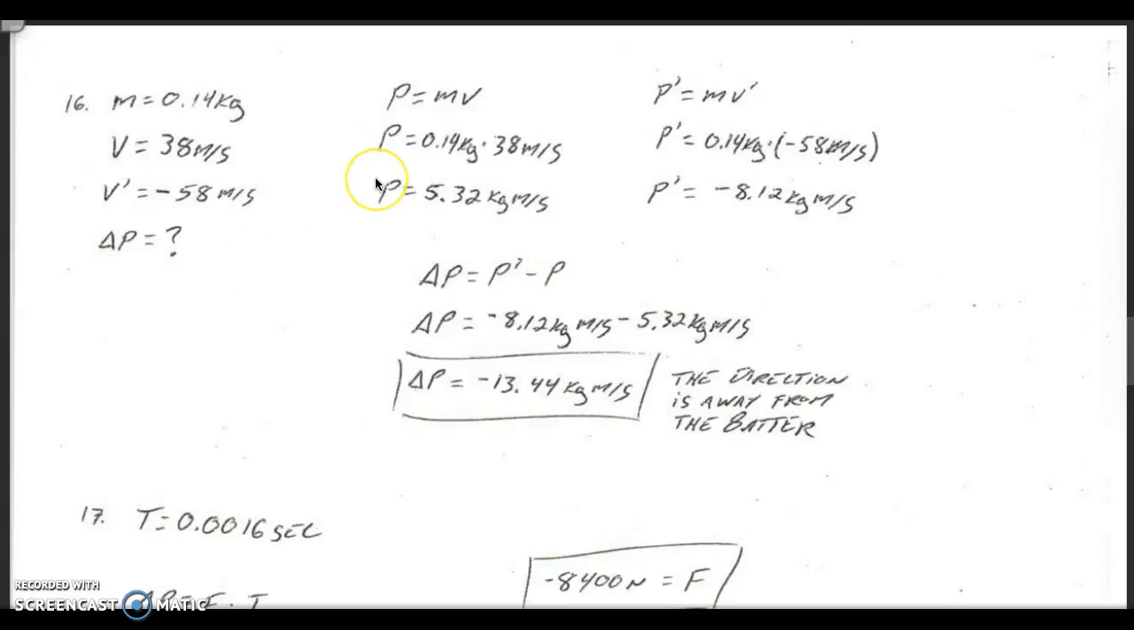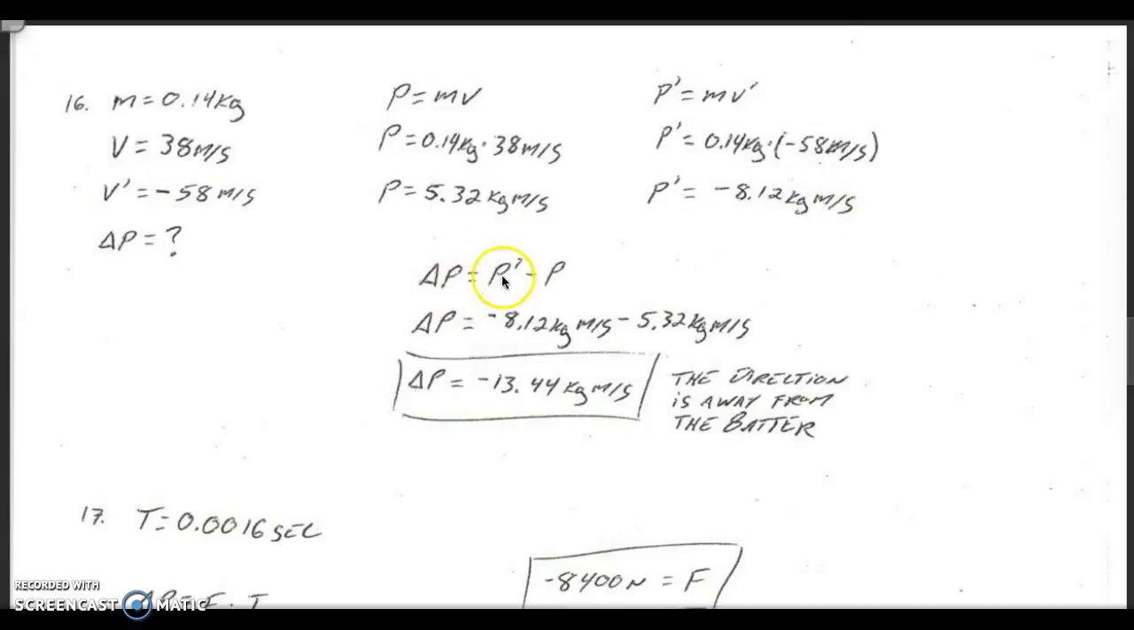Well, the momentum before the baseball was hit is just mass, 0.14 kilograms, times the speed, 38 meters per second, and we get 5.32 kilogram meters per second. We can find the momentum after it was hit. That's P prime, mass times the velocity after the hit, which is 0.14 kilograms times negative 58 meters per second. So the momentum after the hit is negative 8.12 kilogram meters per second.